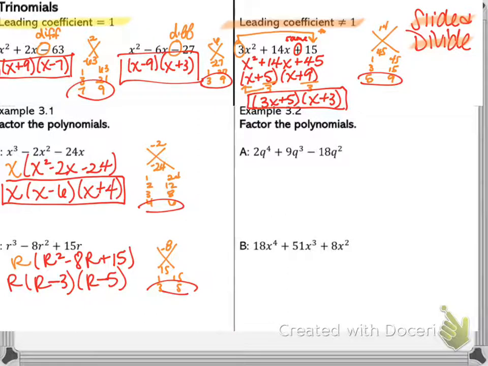And they're both negative. Okay, there we go. Now it's fixed. So then this becomes my answer. So off to the side, we have example 3.2, factor the polynomials.